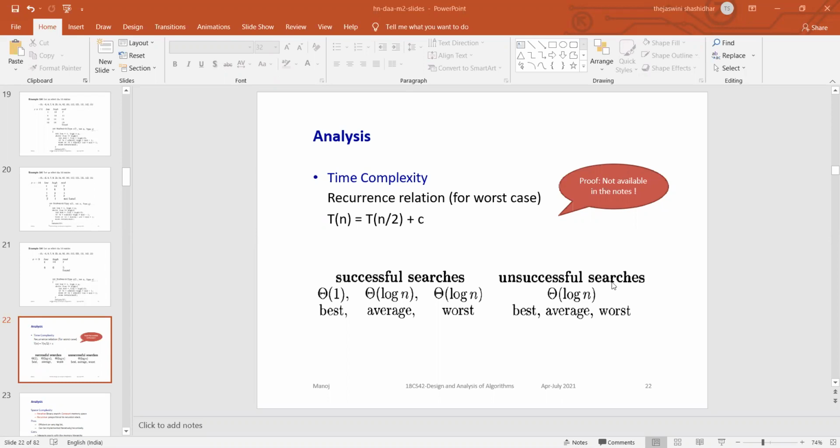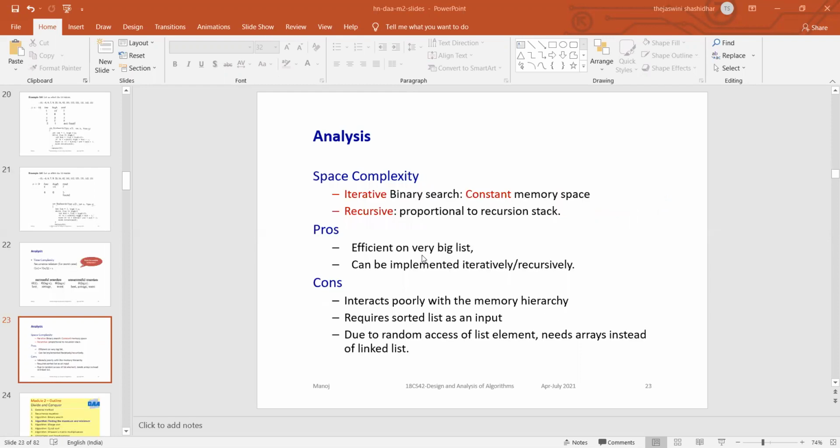Unsuccessful means when the element is not found. So when the element is not found, you keep searching until the last element. That is why we take it as log n. For successful search, best is 1, average is log n, worst is log n. For unsuccessful, it is theta of log n for the best, average, and worst case. Okay, so this is the analysis.